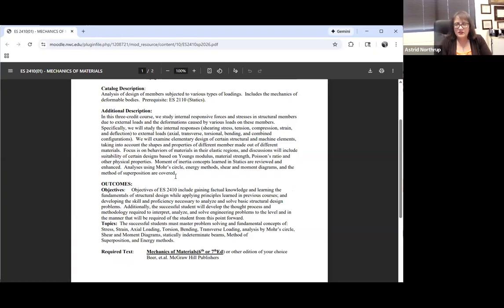A catalog description: mechanics of materials is an analysis and design of members subjected to various types of loadings. That includes the mechanics of deformable bodies. Now, if you remember, in statics we didn't really talk about it very much, but we implicitly agreed that the bodies that we loaded, the bridges, the trusses, the boats, the transmission towers, the hot air balloons, that nothing was going to fail, that everything was strong enough to bear the load.